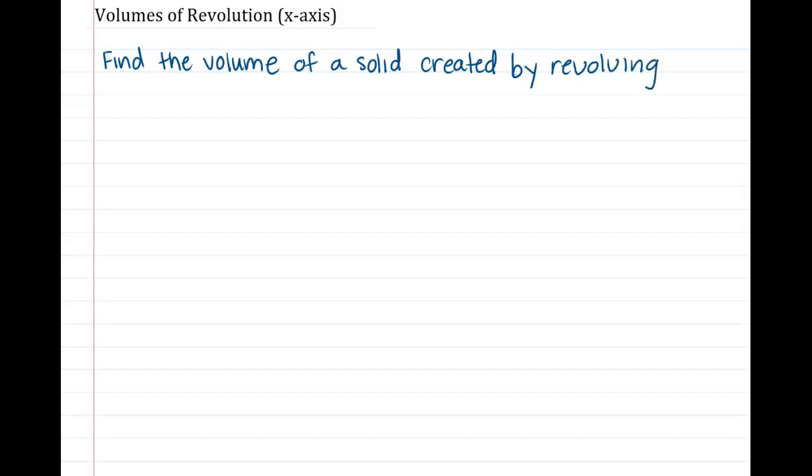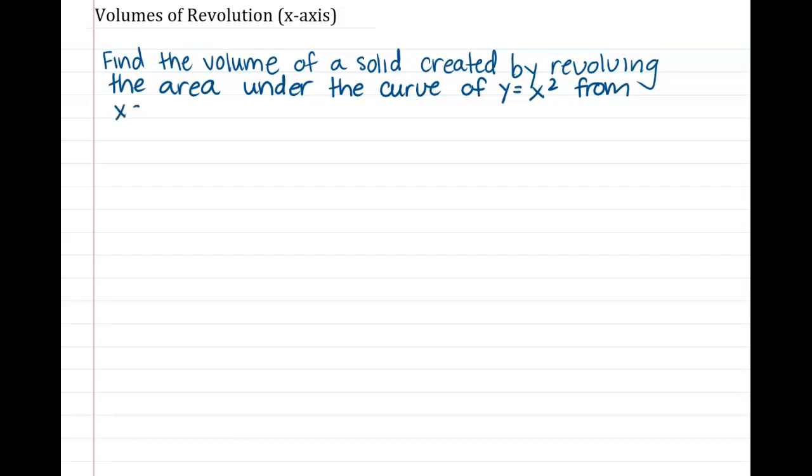Hello, let's talk about volumes of revolution around the x-axis. So if we want to find the volume of a solid created by revolving the area under the curve of y equals x squared from x equals 0 to x equals 4 about the x-axis. And today we're only revolving about the x-axis.